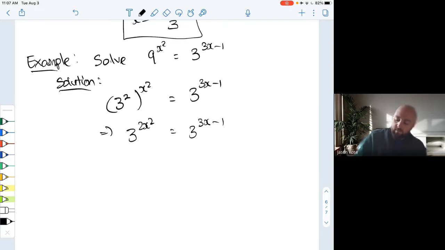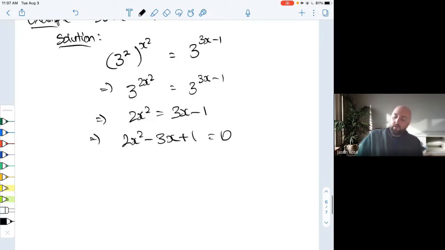So then this is 3 to the power of 2x squared. So then this is 2x squared is equal to 3x minus 1. And bring the 3x and the 1 across. Okay, I want numbers that multiply to make 2 and add to make negative 3. This time it sounds like plus 3 and negative 1. No, that's not right. Multiply to make 2. Minus 2 and minus 1, I think. I don't know where I was getting the other one from. Yeah, that's better.